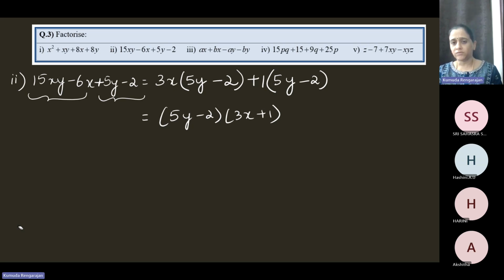Like in 15PQ plus 25... when you group it in the same order and you're not getting the same expressions in the two brackets, then you have to rearrange. Try to write the third term in the second position and the second term in the third position. Rearrange the terms and try grouping.